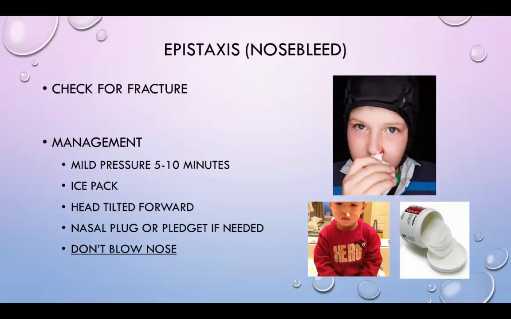Nosebleeds can be very dramatic and frightening. Luckily, most nosebleeds are not serious and can be handled fairly easily. They are divided into two types depending on whether the bleeding is coming from the anterior or the front of the nose or the posterior in the back of the nose.